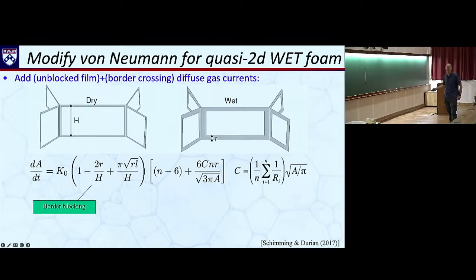what. This term would be border blocking. If we ignore this one, we'll close the window entirely when the radius of curvature is half the thickness of the gap, so it'll be totally blocking the gas flux. This is border blocking physics. This one is border crossing physics. This one is also border crossing physics. And this one, in fact, represents a pretty dramatic violation of von Neumann's law. This one just changes the numerical prefactor, so it's not so interesting. But this one changes n minus 6.